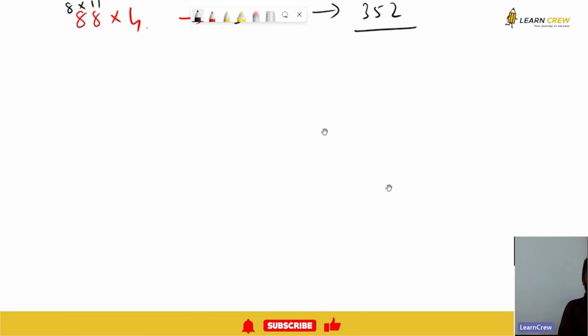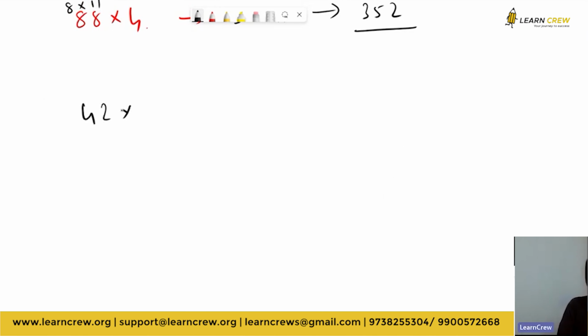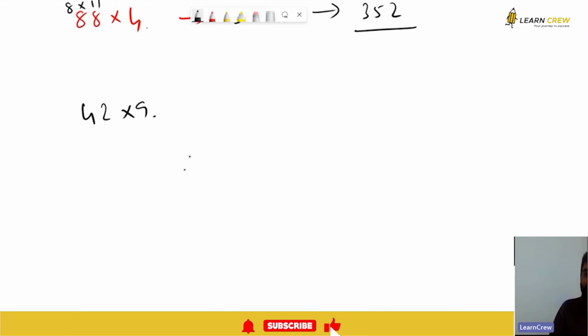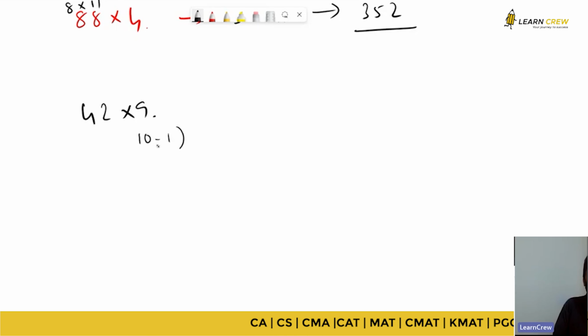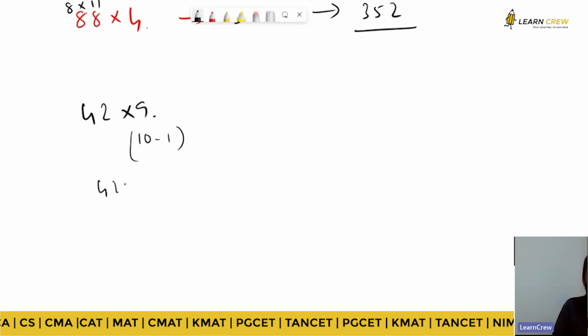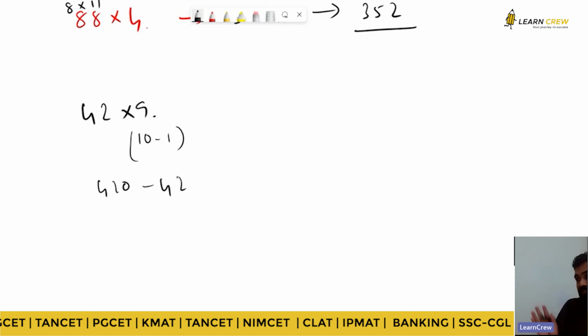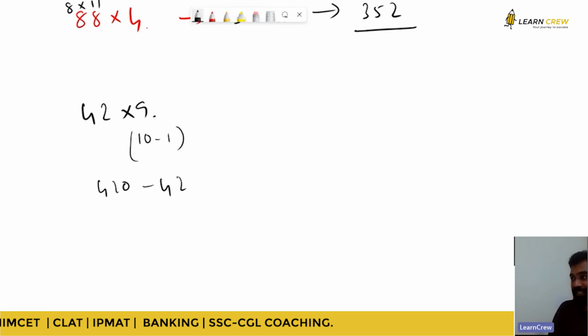Okay. Now, if I'm giving something like 42 into 9, how will I do it? You can directly do it. Else, if someone is still finding it difficult, write this 9 as 10 minus 1. It becomes 420 minus 42. You can do it if someone is finding it difficult. Else, you can directly multiply it.